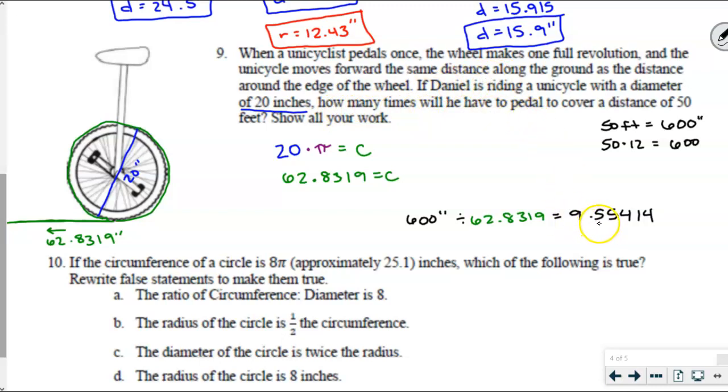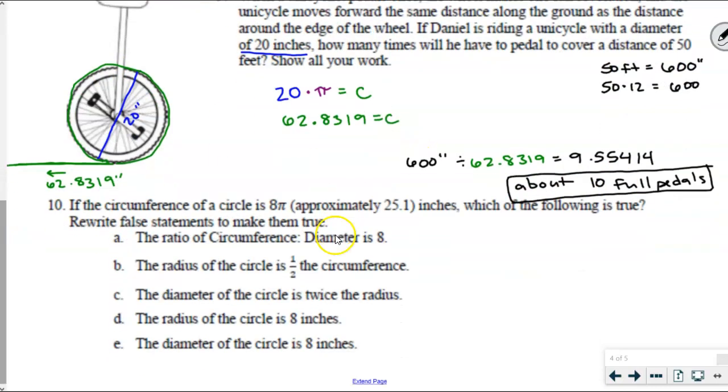So in this case, I would say it's probably okay to round all the way up to the nearest full pedal that he would take. Just because we wouldn't say exactly 9.5 pedals. We would probably say about 10 pedals. Yes, he's going to go a little bit over that 50, but I think rounding up to 10 is an okay thing to do for the answer in this problem. Zuri, great job, great strategy, really nicely done.